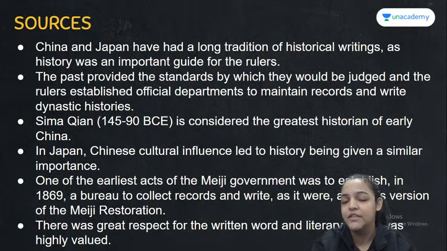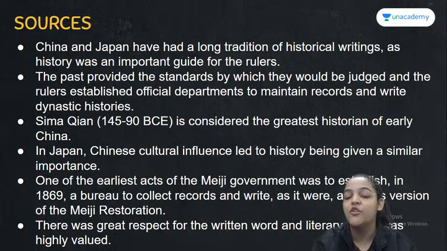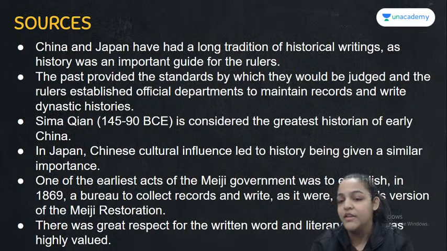We have one person whose name is Sima Qian. Now he is considered to be one of the greatest historians of early China. Japan also got influenced by China and started giving a lot of importance to historical writing. One of the first acts of the Meiji government when they came to power in Japan was to establish an official bureau that would be collecting and writing records. That was in 1869. Why do you think that happened? Because they got so influenced by the Chinese culture of historical writing. They also started giving equal importance to keeping records of historical events.